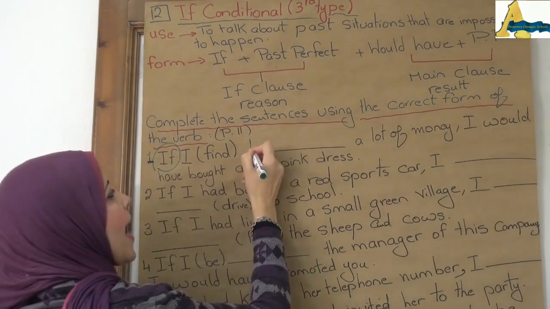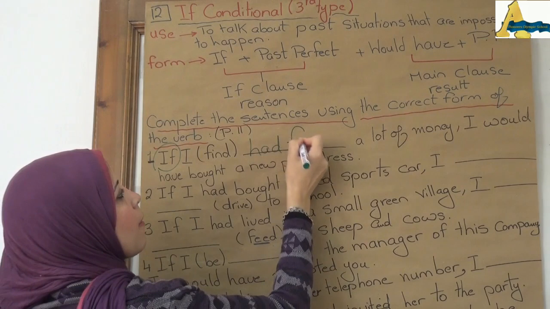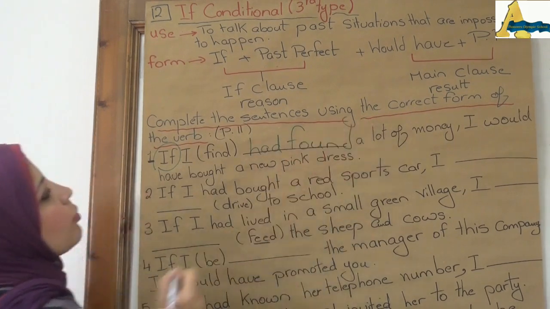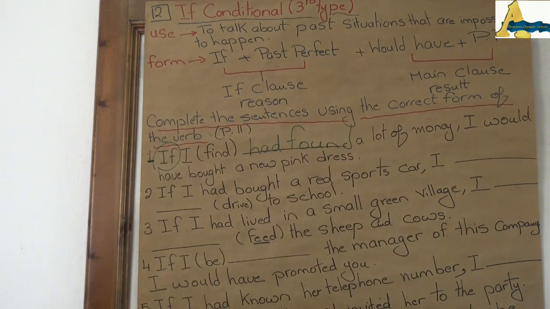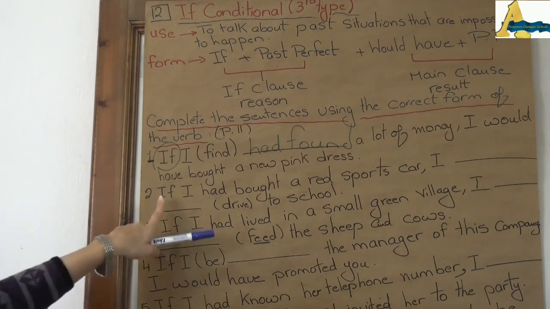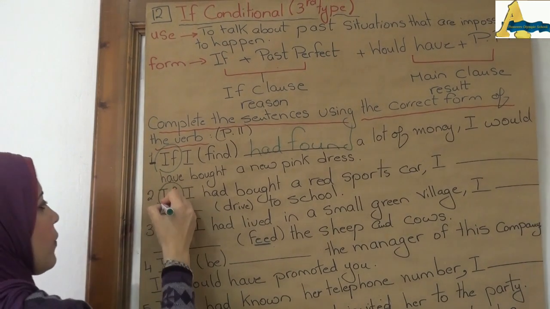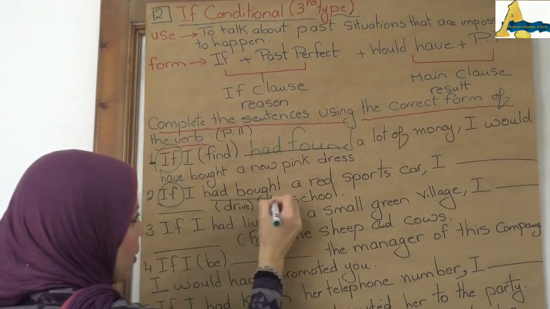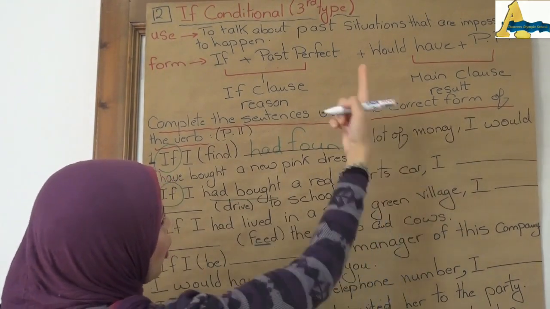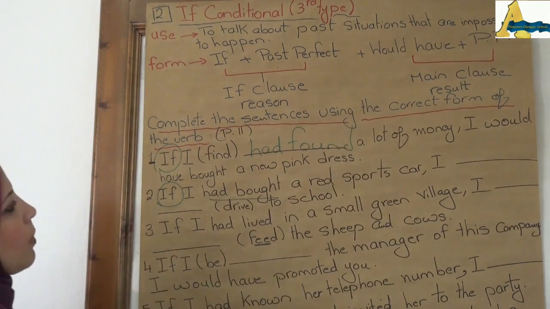If I had found a lot of money, I would have bought a new pink dress. 2. If I had bought a red sports car, I would have driven to school. This is "if" at the beginning of the sentence. After "if", the verb should be in the past perfect. And what about the second part? Would have plus the past participle of the verb.